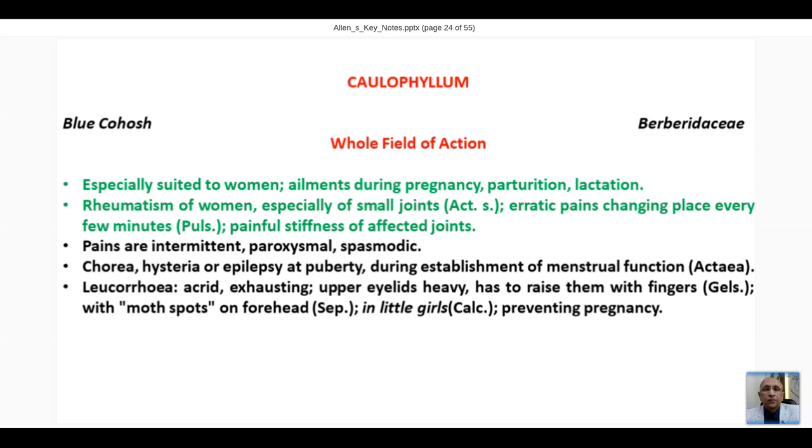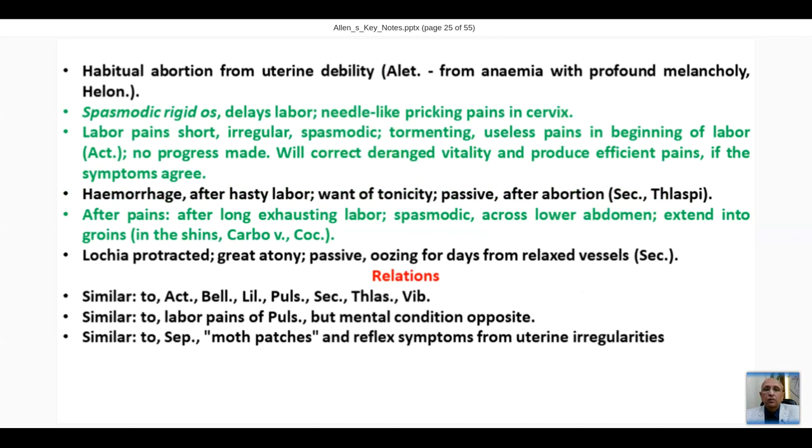So we'll go ahead with this same remedy, next paragraph. That is also important for all of us. We'll learn this remedy by heart. This is a short remedy over there. Not too much is given in Allen's Keynotes. Habitual abortion from uterine debility. Habitual means it is happening again and again. What is the treatment in allopathy? In fact, they don't have a very specific treatment. What do they do? They give a lot of progesterone and only bed rest to the patient. A number of times, even after doing that, the abortion happens.